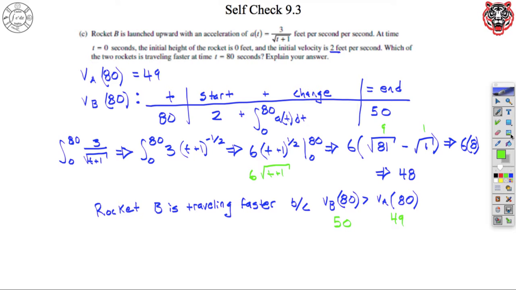How to score yourself. So let's switch to red here. This is going to be out of 4 points to add up to 9. So 1 point if you somehow got this part. So plus 1 if you got to 6 times radical t plus 1 or t plus 1 to the 1/2. If you included the initial condition, it's really not the constant of integration, I guess, but if you got the 2, give yourself plus 1. If you found v of b and compared it to v of a, I'm just going to say plus 1. And if you drew your conclusion that rocket B is traveling faster, give yourself plus 1. So that is 1, 2, 3, 4 points.